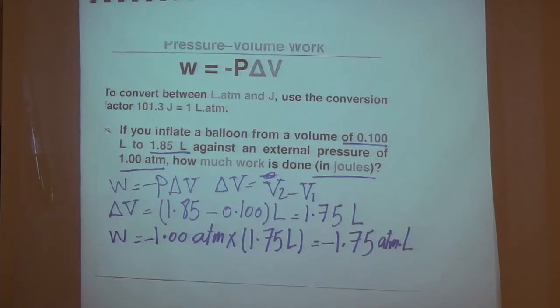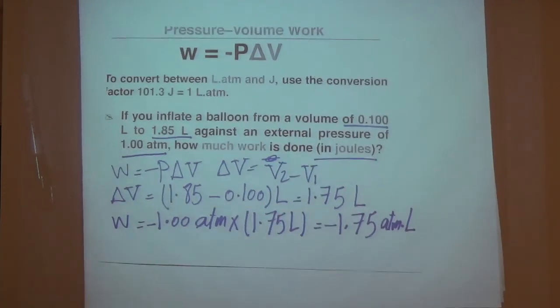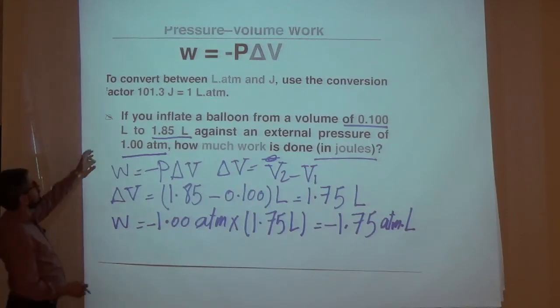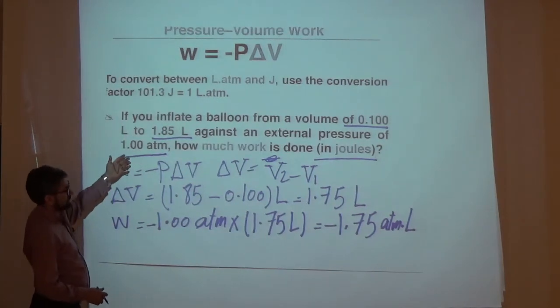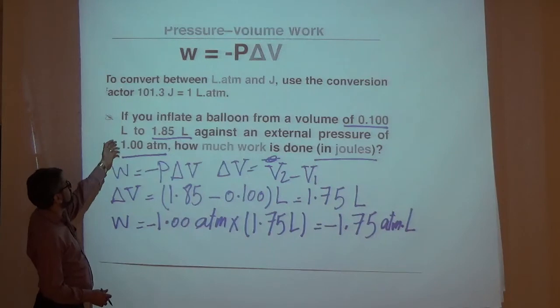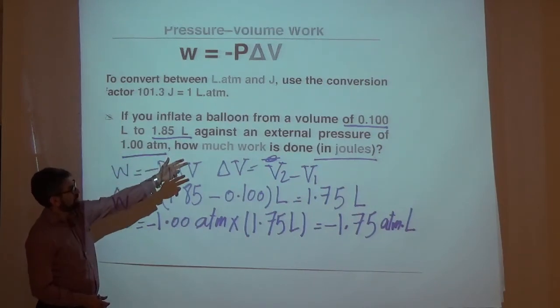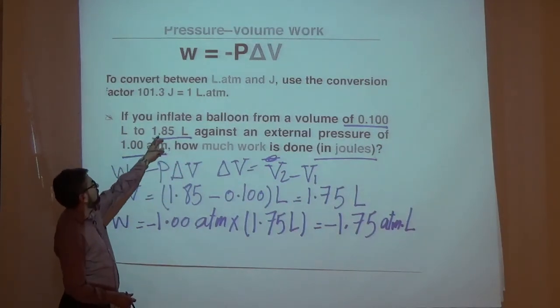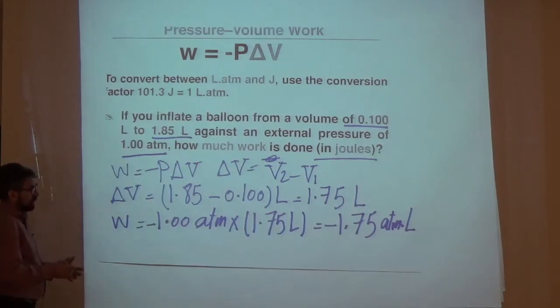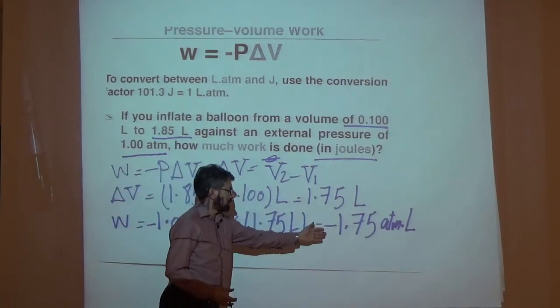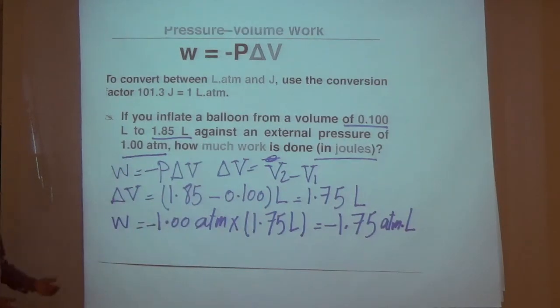What we did, we have a balloon. We spend energy to increase the initial volume from 0.1 to 1.85. Remember, we are fighting with the outside atmosphere, so we need to spend some energy to increase the volume. Work is a negative number. And we said when work is a negative number, that means we are losing energy.